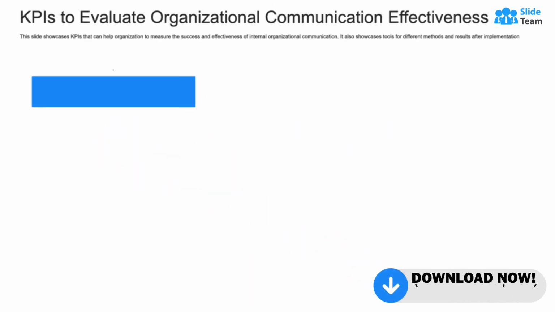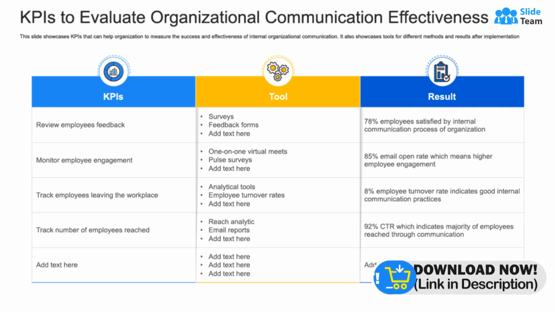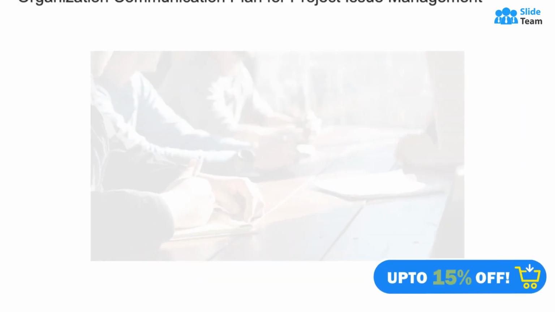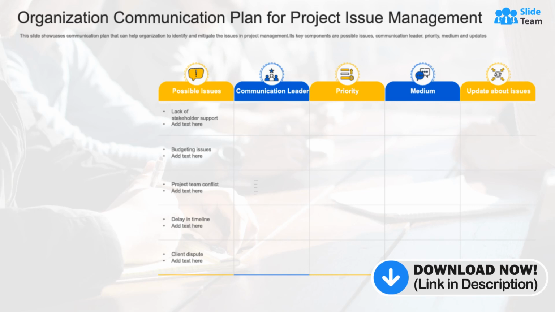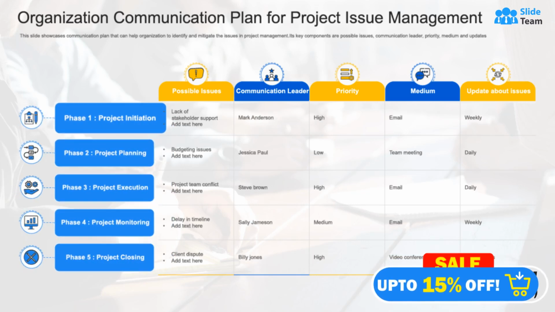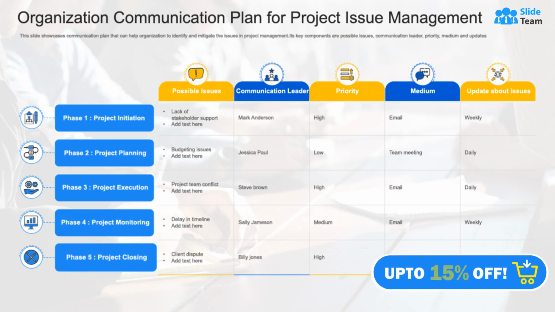It is always important to ensure that your communication strategy is working. Define your KPIs, choose your preferred tool, and finally share the result with stakeholders. Deploy this PPT slide as a memo for employees to help them inculcate communication plan for project issues management in 5 phases: project initiation, planning, execution, monitoring, and closing.